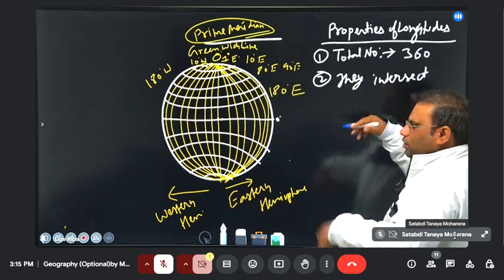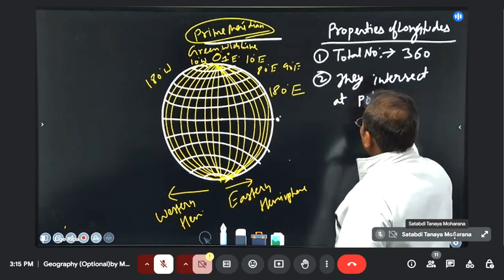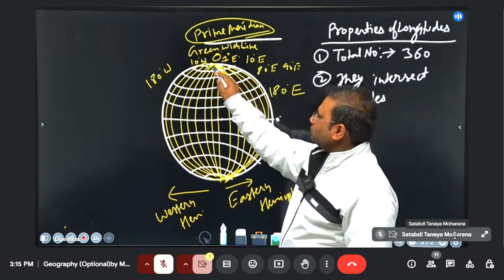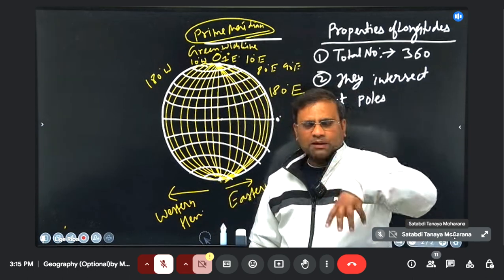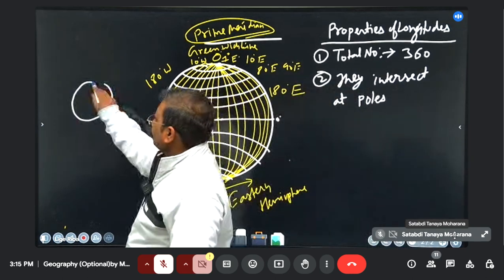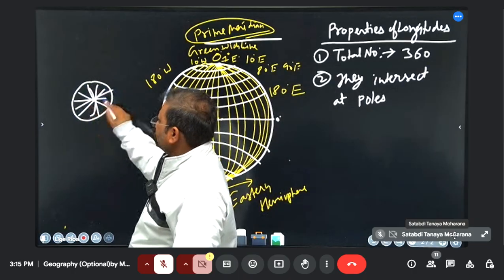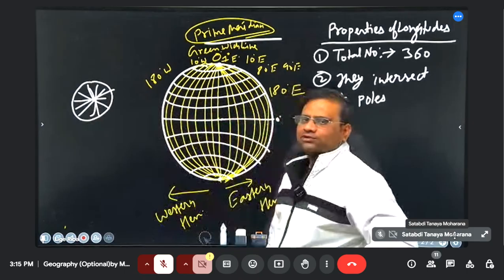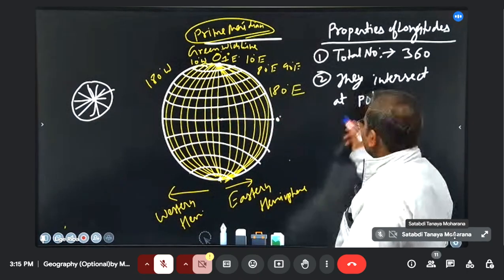They mean all of them intersect at where? Poles. So at poles they will get united. So if you see from the top, upper part, this is the appearance. Like this is the pole. So all longitudes come and get united here like this way. This way. So a network is formed. So they get united at the poles. They are not parallel. They intersect. Third thing.